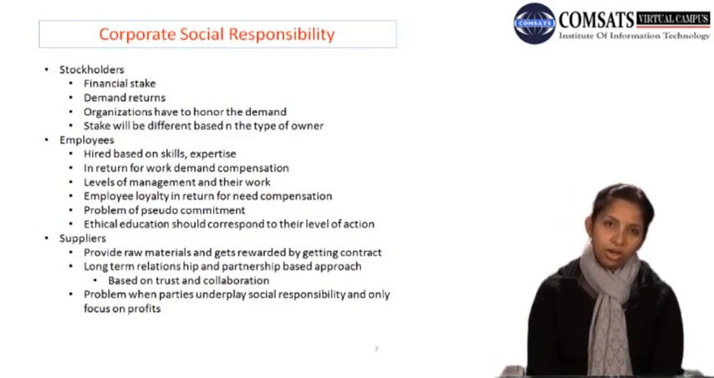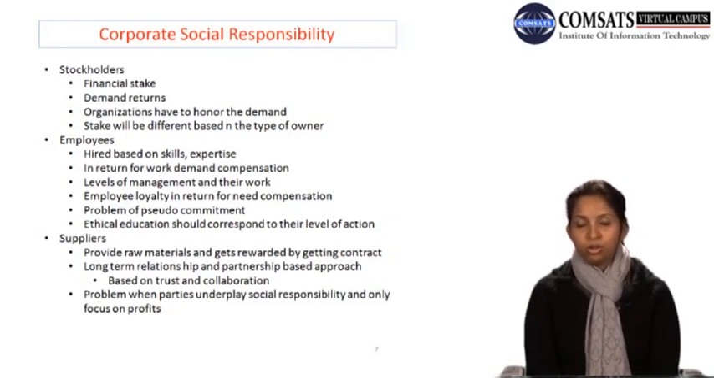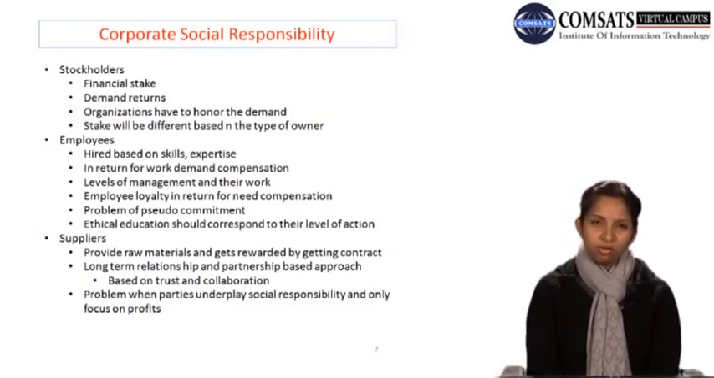When the worker is going to give you work, automatically the worker is going to demand compensation, which is going to be in the form of salary, in the form of wages, in the form of benefits, and in the form of incentives. There are different levels of management, and they are required to do different work.